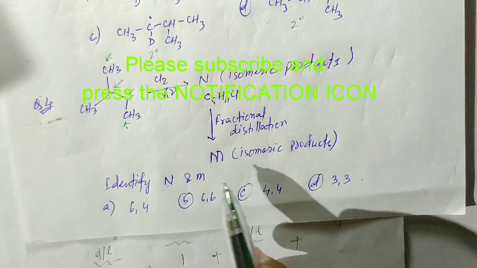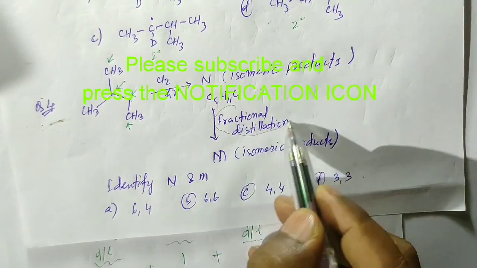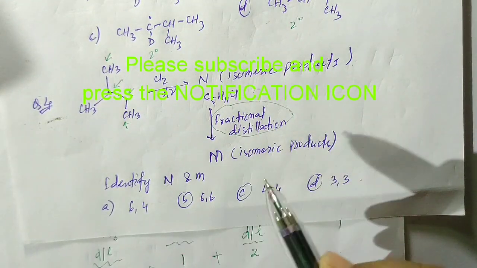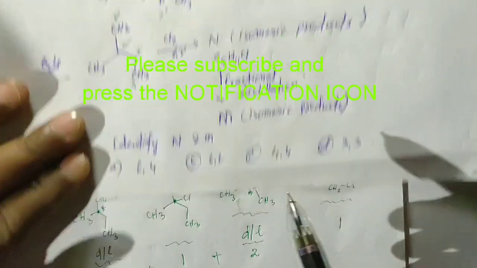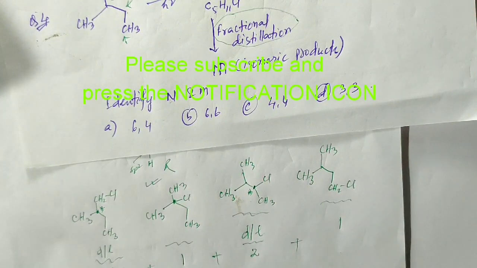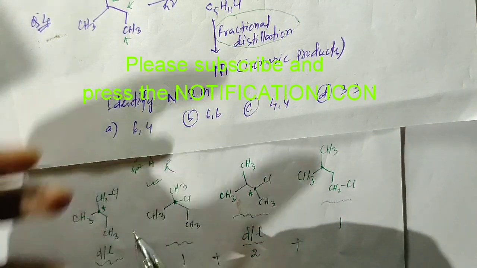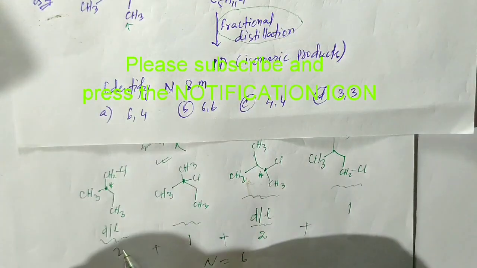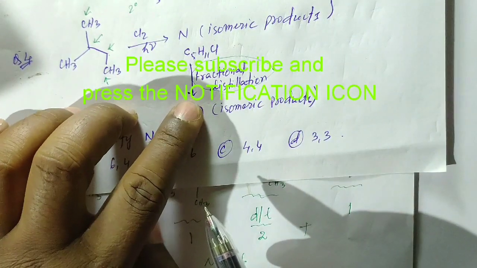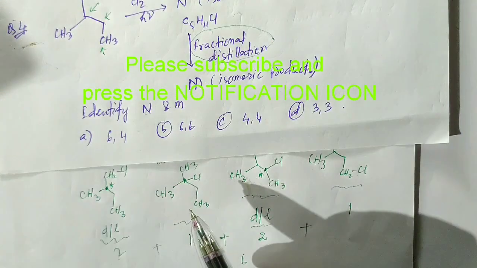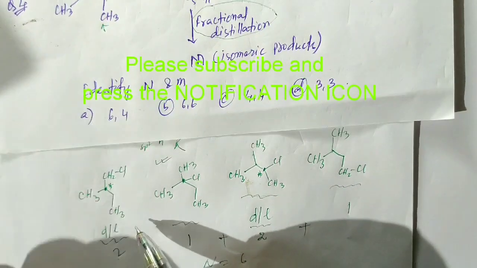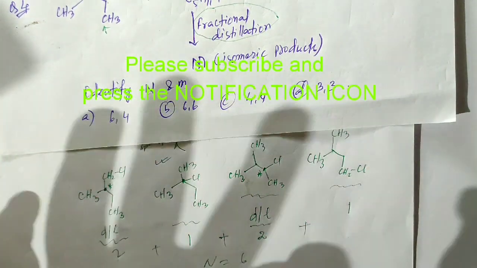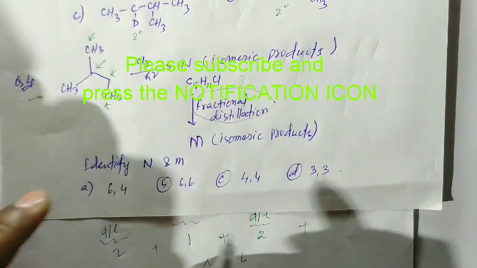For M we need to check because fractional distillation is undergone. When fractional distillation is undergone, we cannot separate the enantiomers. So these 2 cannot be separated. These 2 will come out as 1. These 2 enantiomers D and L will come out as one product when fractional distillation is undergone, because in fractional distillation we cannot separate enantiomers. For separating 2 enantiomers we need chemical methods, not physical methods. Fractional distillation is one of the physical methods.